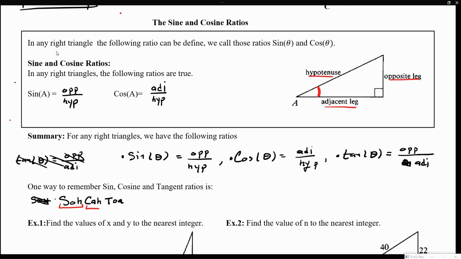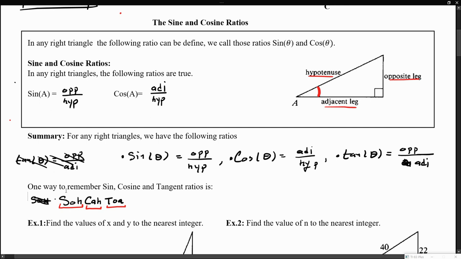CAH can be seen as the cosine being equivalent to the adjacent over the hypotenuse, which is what we have here. And TOA can help us remember that the tangent function is equivalent to the opposite over the adjacent. So SOHCAHTOA is just a small acronym that can help us remember the ratios for the sine, the cosine, and the tangent function.